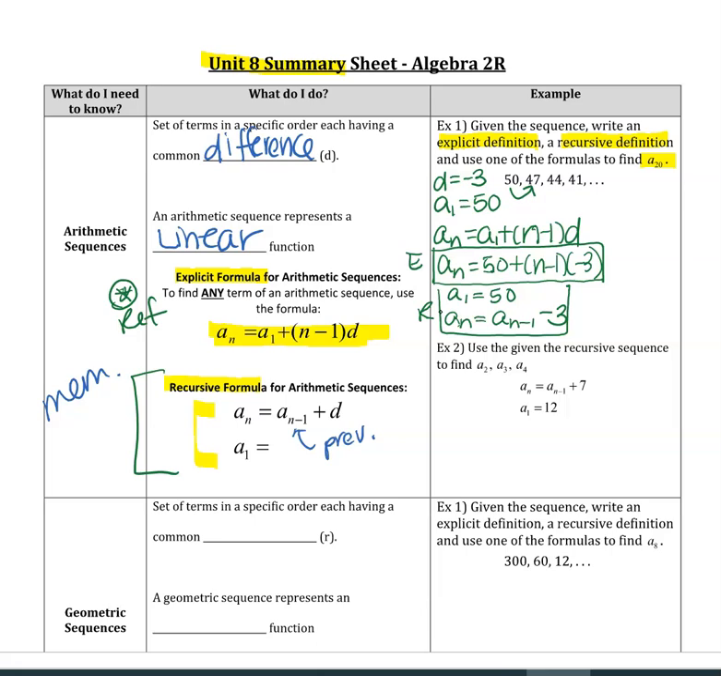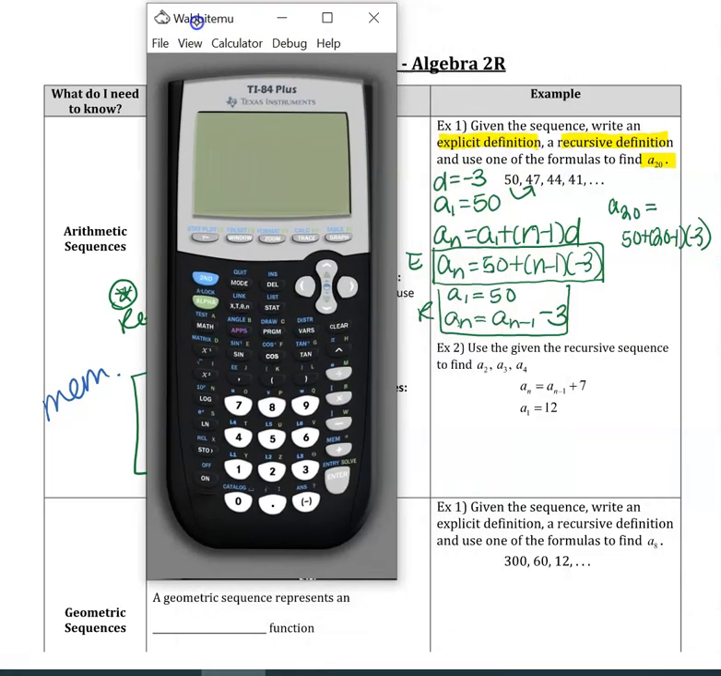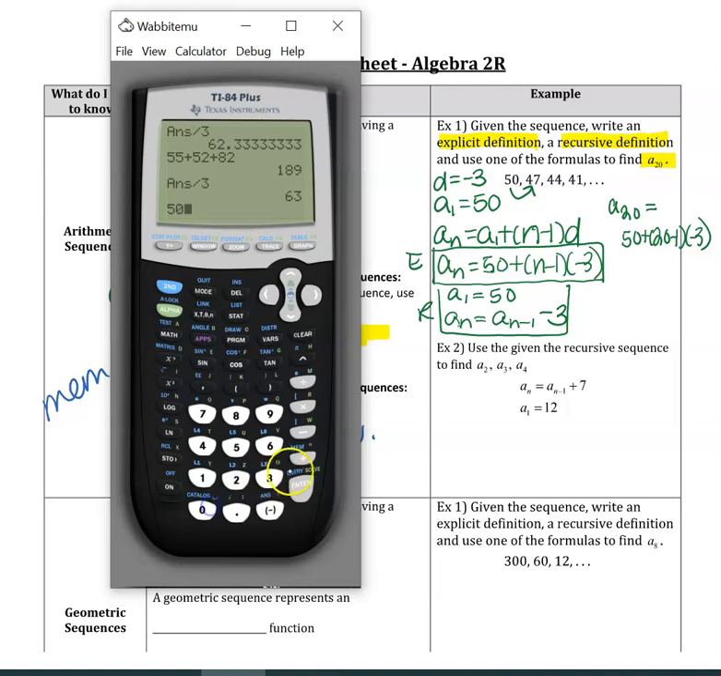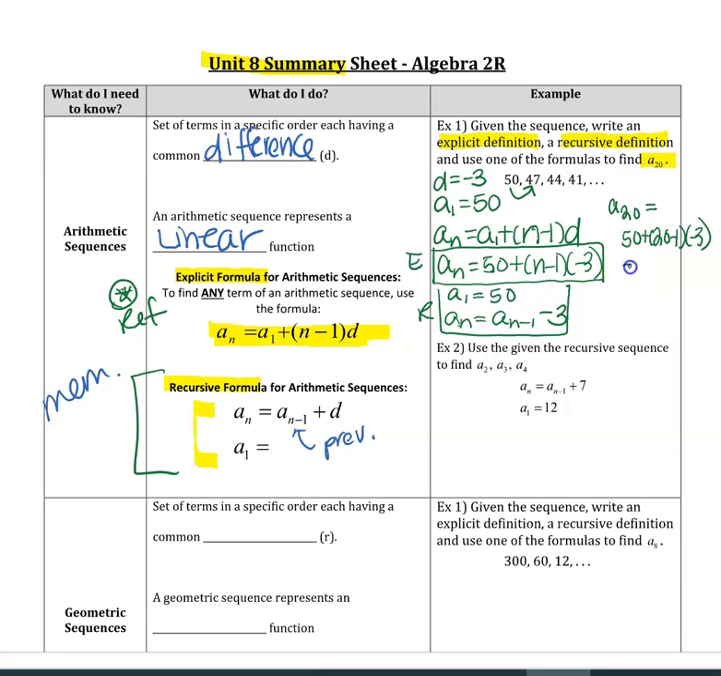Now, if I want to find a sub 20, you're going to want to use your explicit formula because otherwise with recursive, you'd have to find the previous 19 terms to even have it work. So a sub 20 equals 50 plus 20 minus 1 times -3, and then I can grab my calculator. So 50 plus 20 minus 1 times -3, and that gives me -7. And that would be your 20th term.